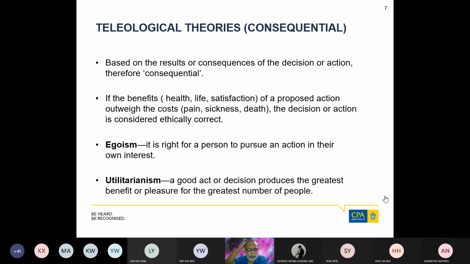Egoism. Egoism says that it is right for a person to pursue an action in their own interests. They call it ethical egoism. Ethical egoism. Utilitarianism. Utilitarianism is a good act or a decision that produces the greatest benefit or pleasure for the maximum number of people. So again, coming back to the example of vaccination, because this is a current issue.